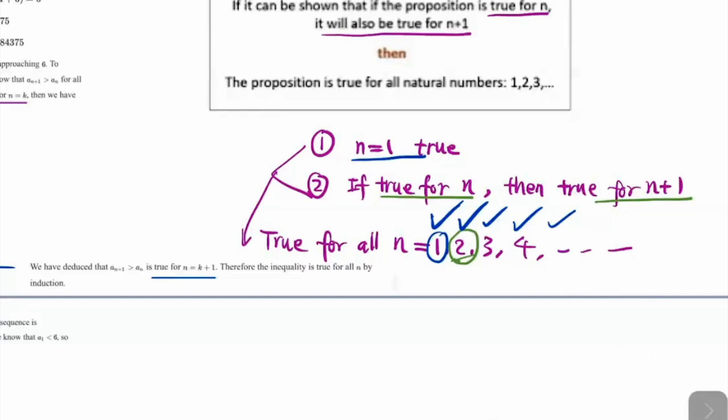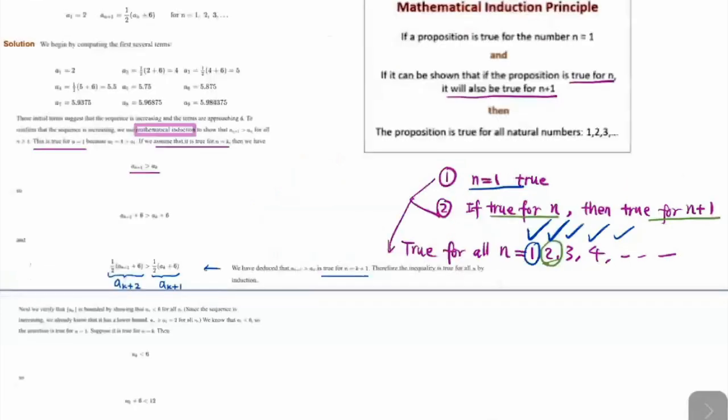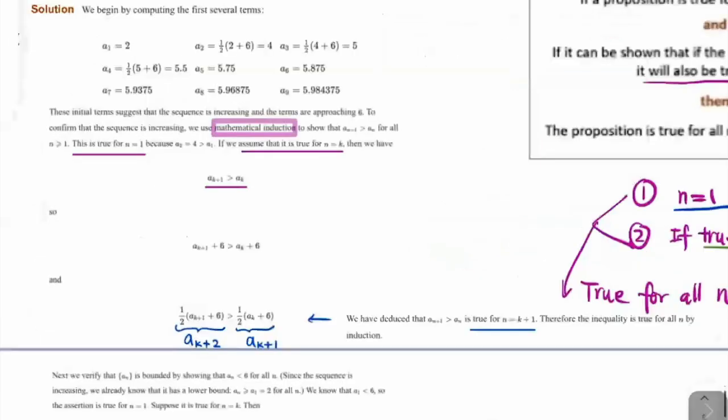It's kind of like you guys all line up, and say, okay, I'm true. And then the next one is true, the next one is true. And then you pass it on, keep on going like this. So it's true for all n. So this is called induction. Okay, let's have a taste of this.